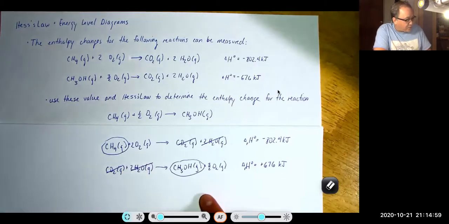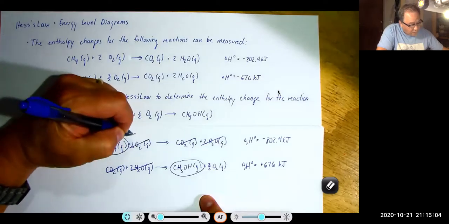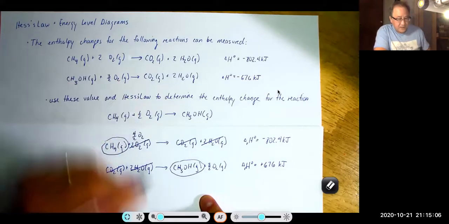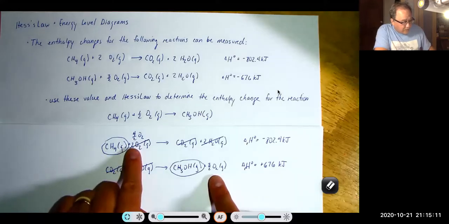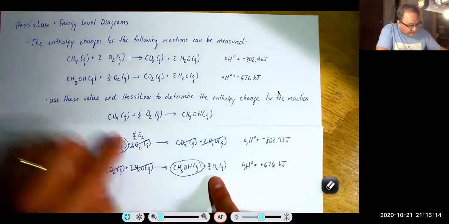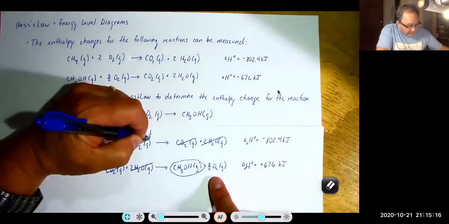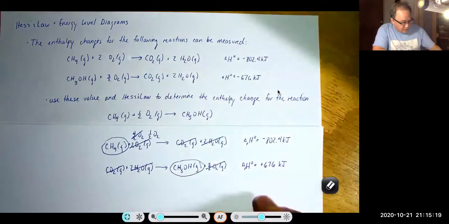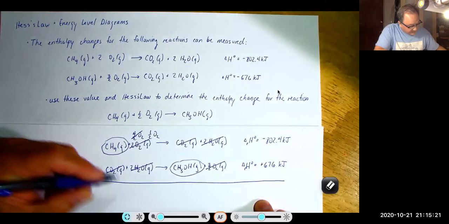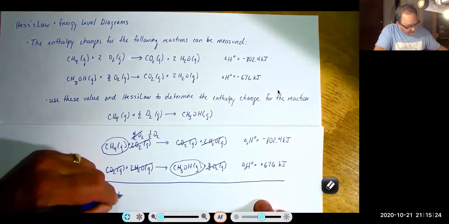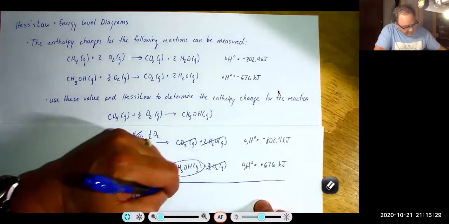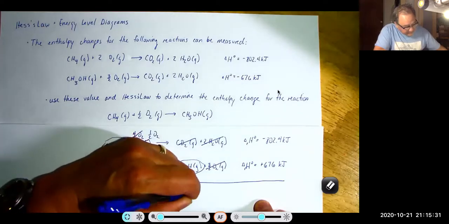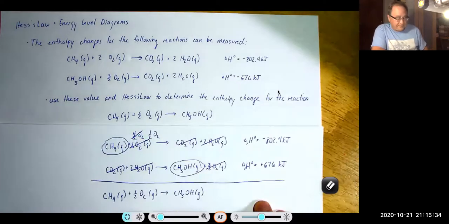Okay, so how does that work out? Well, 2 O2 is really 4/2 O2, right? So how does 4/2 O2 and 3/2 O2 work out? Well, I can take 3/2 O2 from this and make it 1/2 O2 and cancel that 3/2 O2. So when we add these together, you get CH4 gas plus 1/2 O2 gas gives you CH3OH gas. And indeed, that's what we wanted.